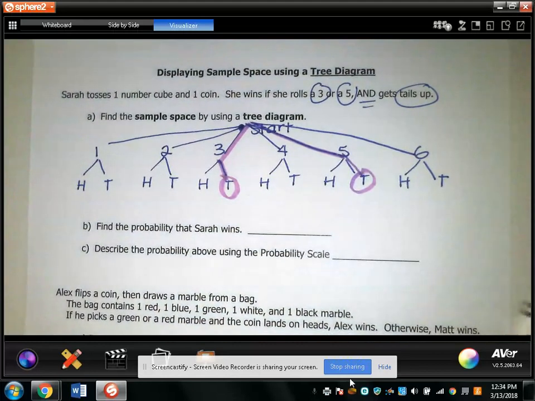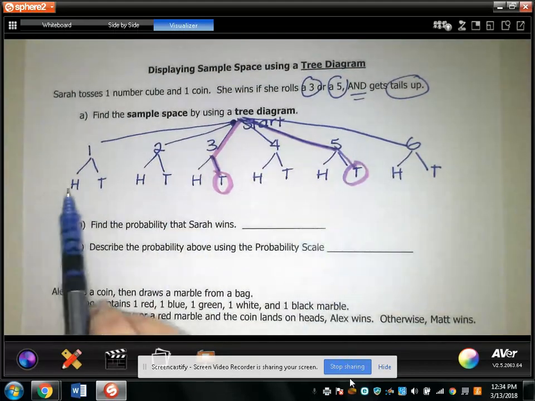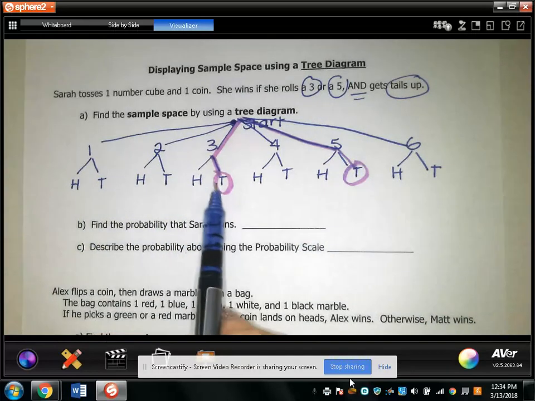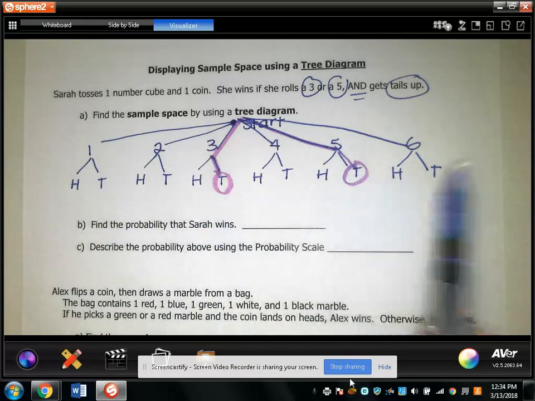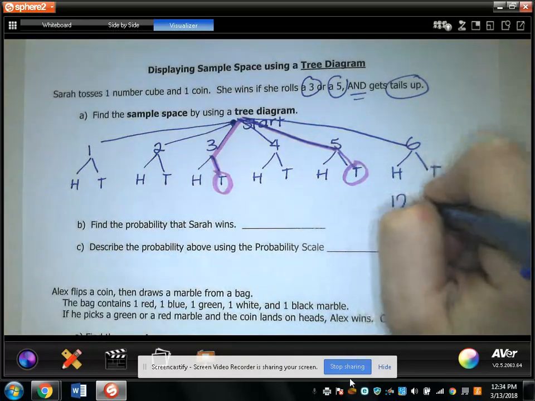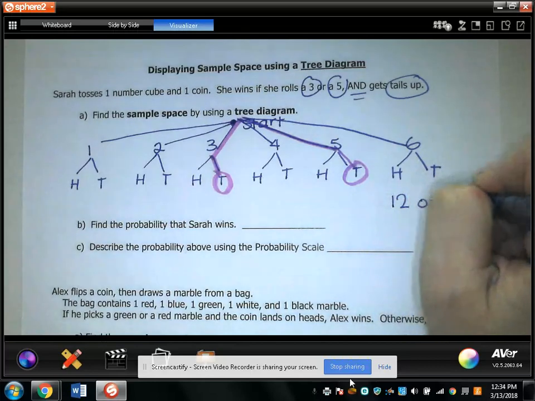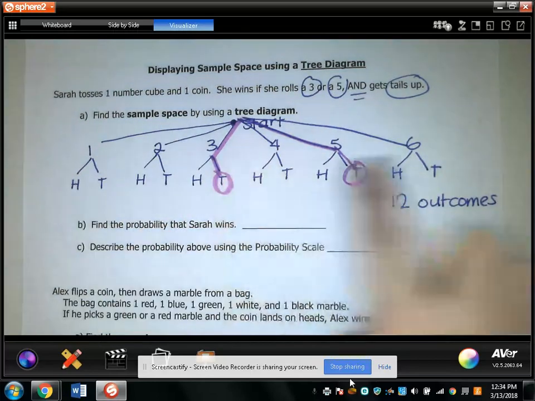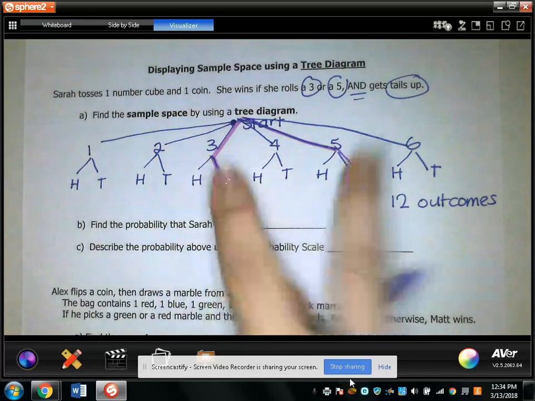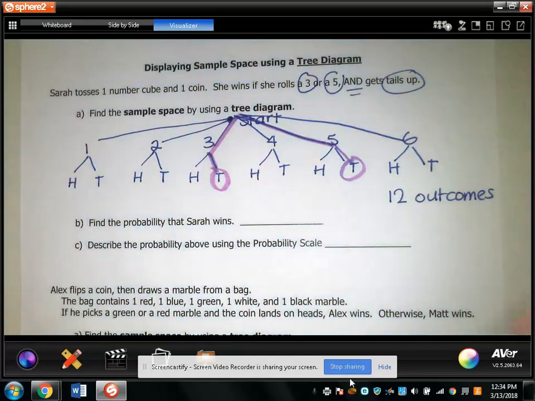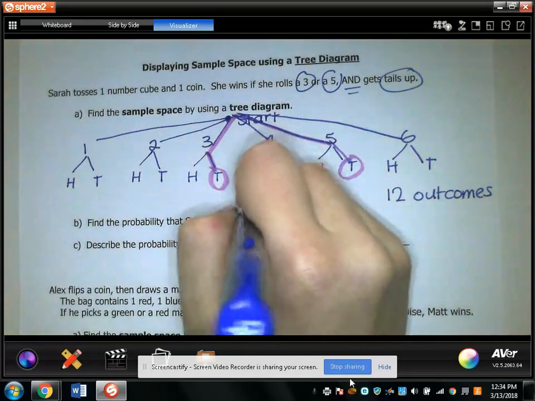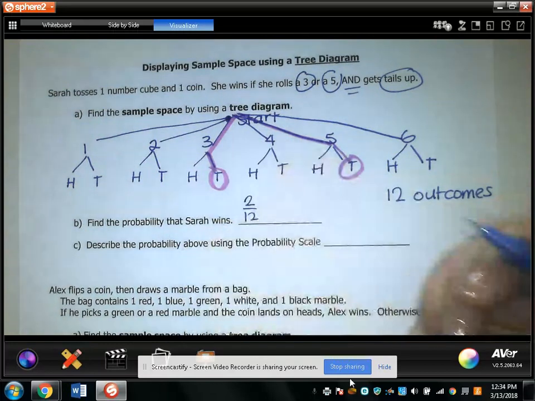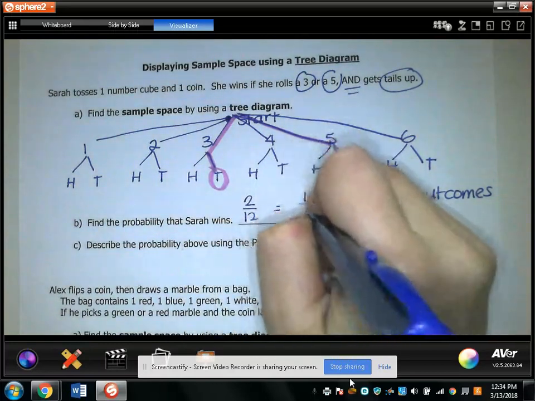Find the probability that Sarah wins. Well, there's 1, 2, 3, 4, 5, 6, 7, 8, 9, 10, 11, 12 different outcomes. And you find out how many outcomes there are by reading the bottom row. And there's 2 outcomes where she would win. So I know her probability of winning is 2 out of the 12, which if I simplify it is 1 out of 6.